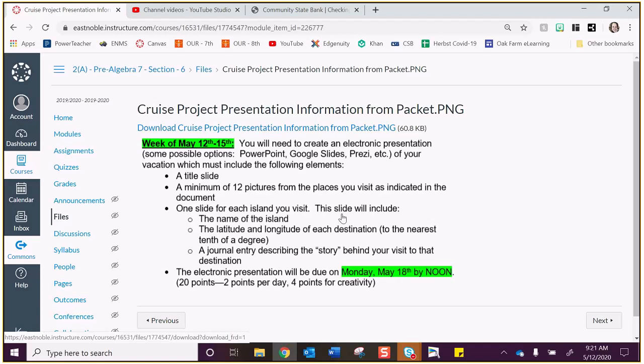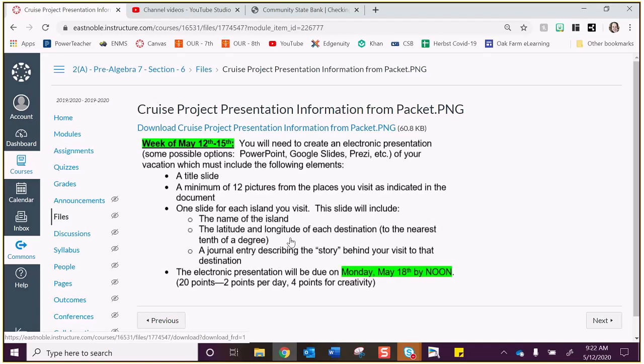So when you do a slide for each island, it should have the name of the island. We're also going to have you look up latitude and longitude for each destination. It's been a while, I think, since you did that in Mr. Lutman's class. You're going to round it to the nearest 10th of a degree. So remember, when you look up latitude and longitude, it gives you like out to the 10,000th place. So we want to make sure that we're rounding it to the nearest 10th of a degree.